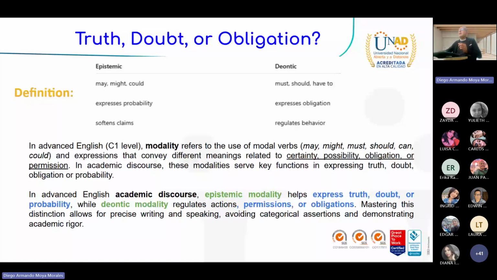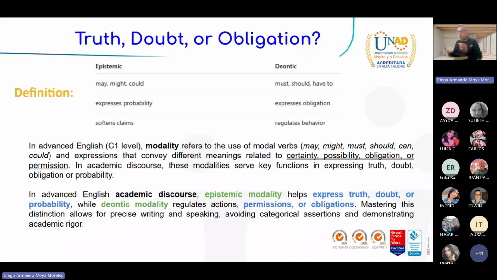The modality expresses and conveys different meanings related to what, as you wrote in the chat, certainty, the level of certainty, I am pretty sure or not really, possibility, if it is optional or not, I have the possibility to do something, obligation, I have to do something, yes, is mandatory or not, or permission, can I do it or not? Okay, that is what the word modality refers to.